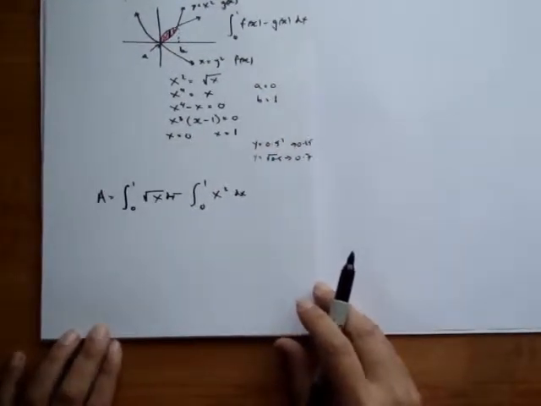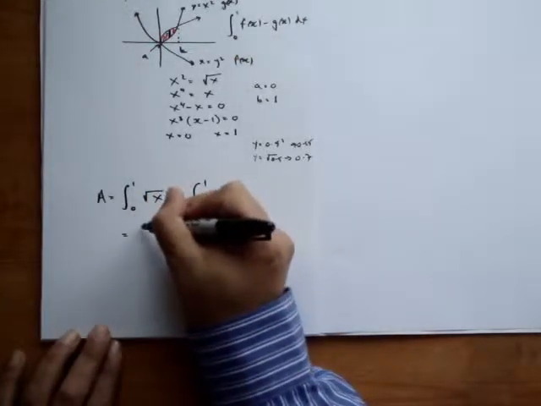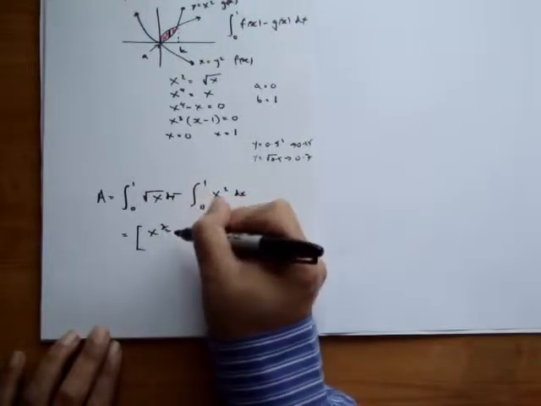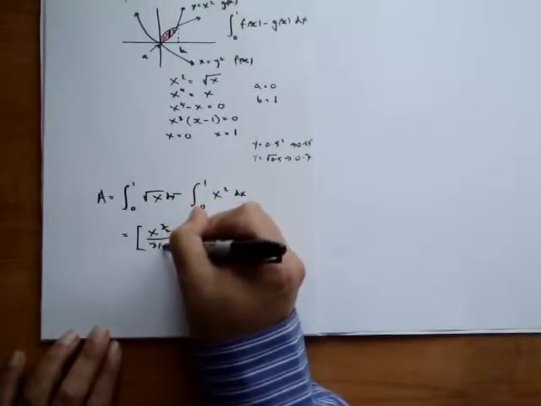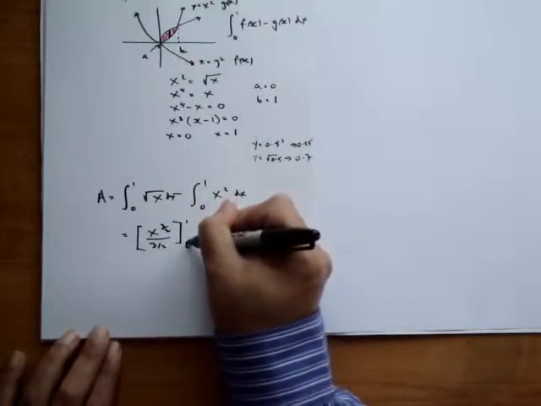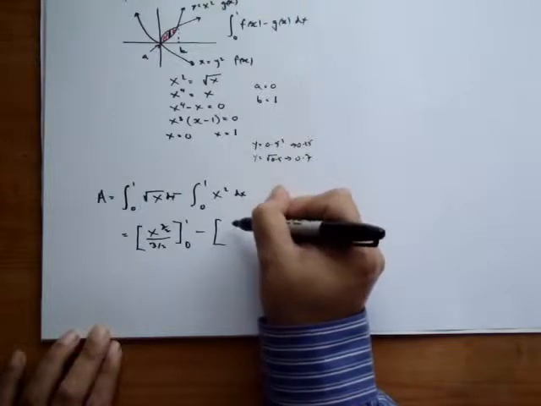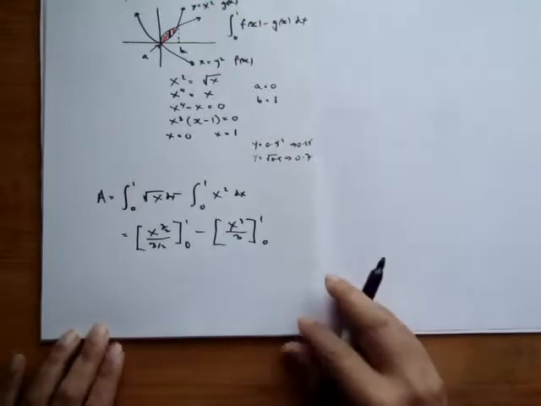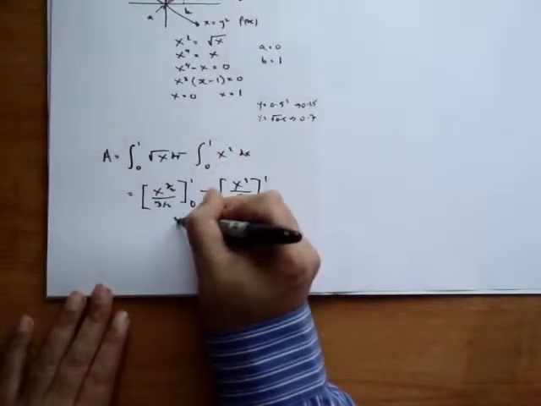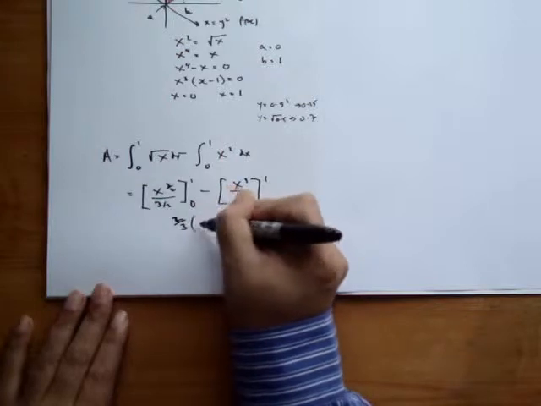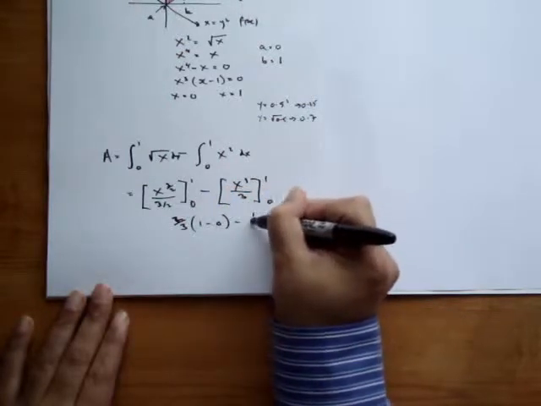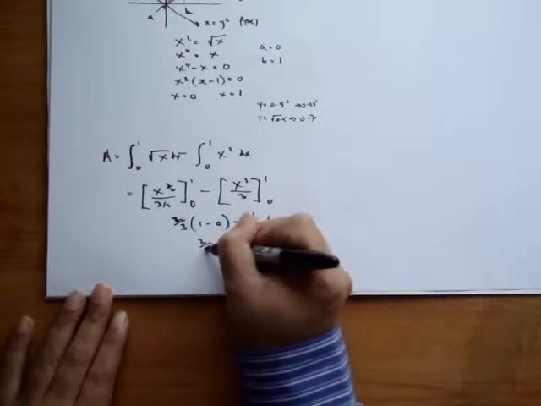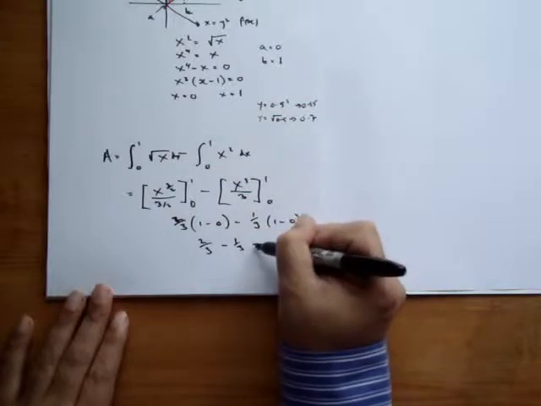And then when we do that, we do the integral, it is x to the 3 over 2 over 3 over 2, between 1 and 0, minus x to the power 3 over 3 between those limits. This works out as 2 thirds (1 minus 0) minus 1 third (1 minus 0), which is 2 thirds minus a third, and the answer is 1 third.